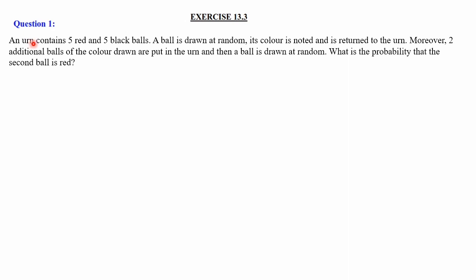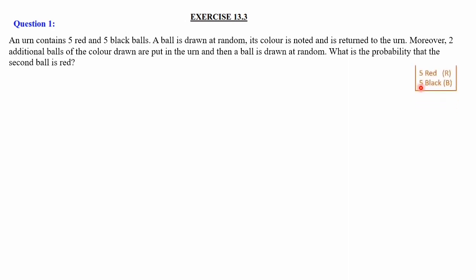Once again, a bag contains 5 red and 5 black balls, total 10 balls. You are choosing 1 ball at random. You may get red or black, whatever it is, you note the color and keep the ball back. Then of the color you have noted, 2 more balls you add to the urn. And you are choosing 1 more ball, and we have to find the probability that the second ball is red.